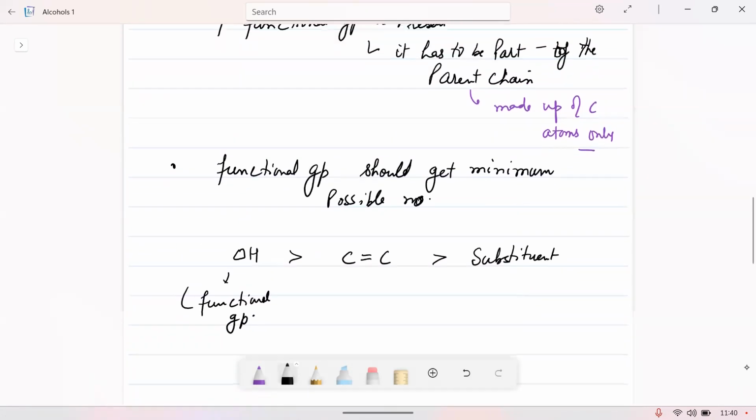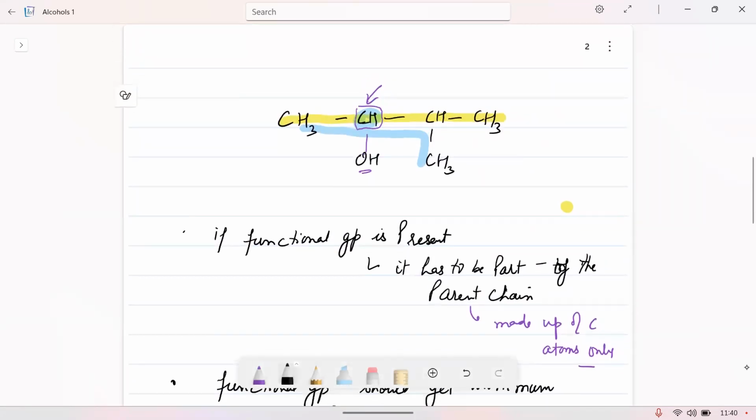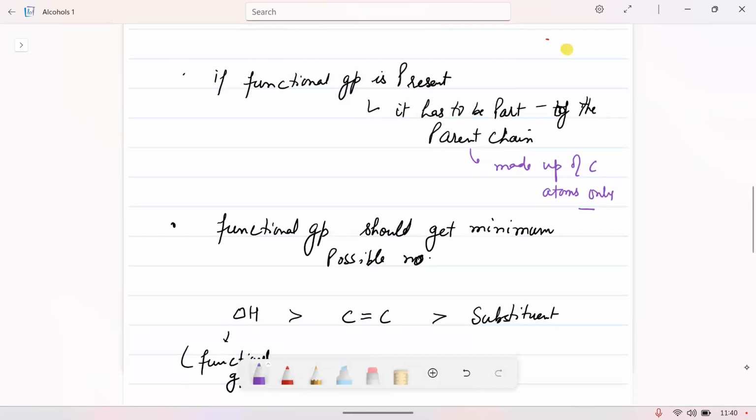So in this case, your molecule has two ways of numbering. One way of numbering is from left to right, 1, 2, 3, 4. The other way of numbering is 1, 2, 3, 4 from the other end. But we know that the functional group should get the minimum possible number. Now again, the numbering is done for the carbon atoms of the parent chain.